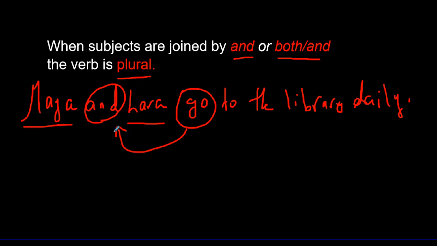The same thing applies with both and. If I said both Maya and Laura, then I have to use the plural verb which is go instead of goes.